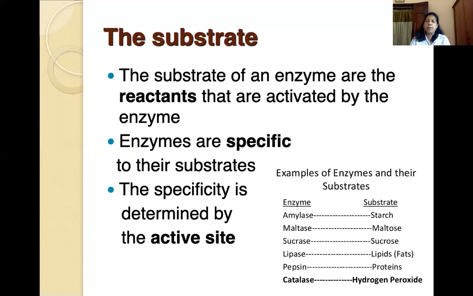For example, the name of the enzyme is amylase. You have learned about amylose and amylopectin. Those are available in starch. Therefore, the amylase enzyme only works with starch. The substrate is starch. If starch is there, then the amylase enzyme can do its work on that.